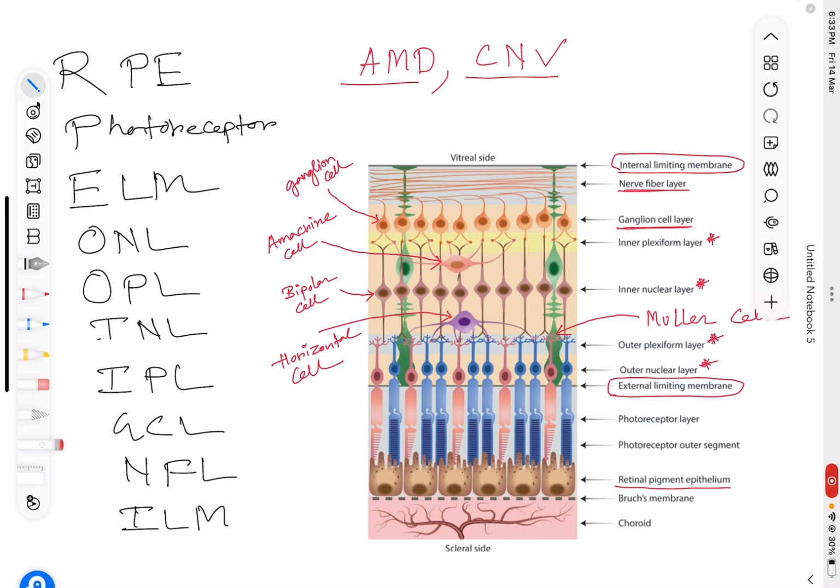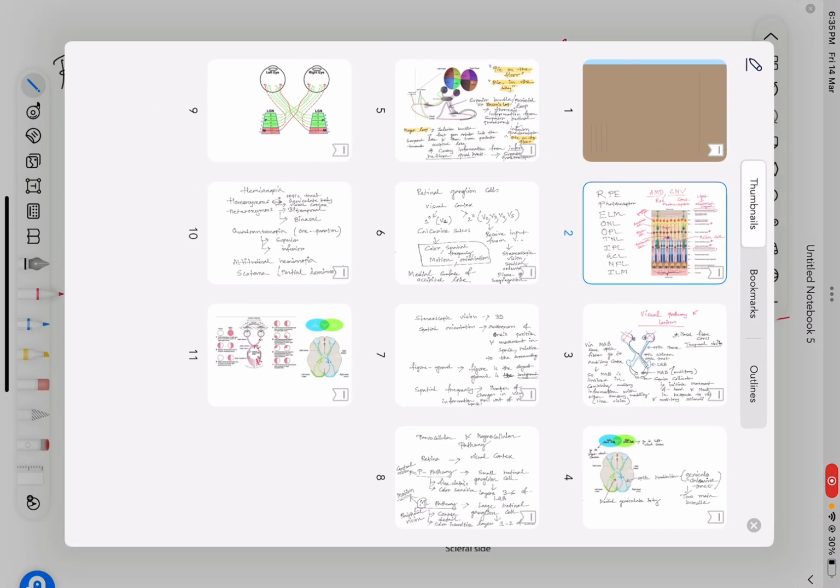So you see one more very important thing here. These cells are your rod and cone cells. This is rod, this is cone. About these rod and cones, I'll write it down. Rod and cone, these are your photoreceptor cells, which convert light into electrical signal. Let me add one more page and write it down.